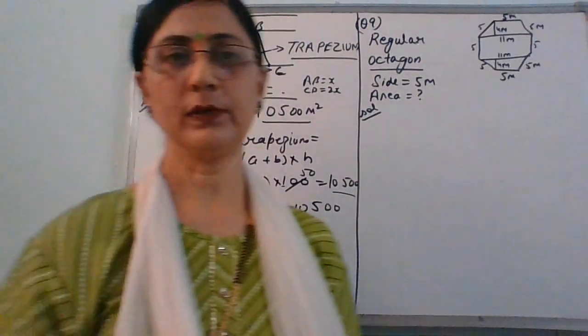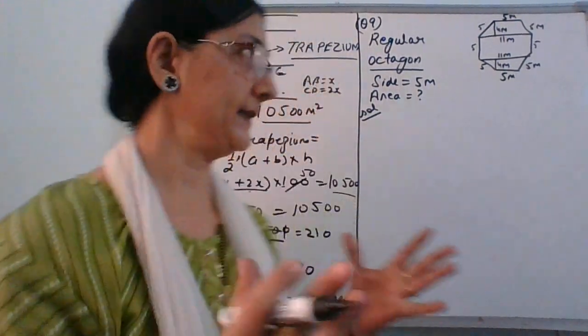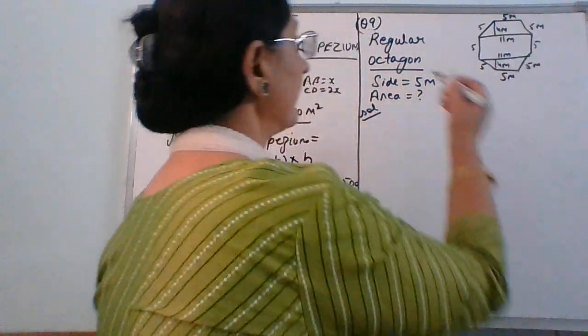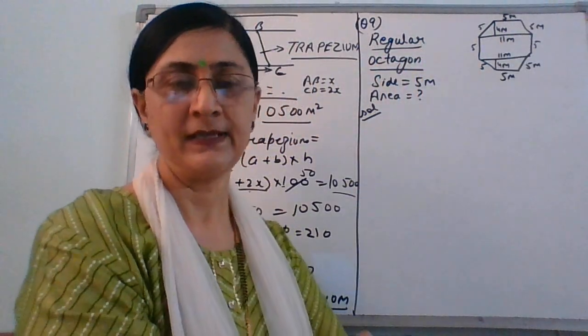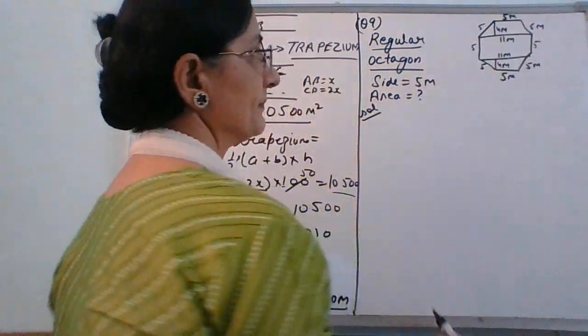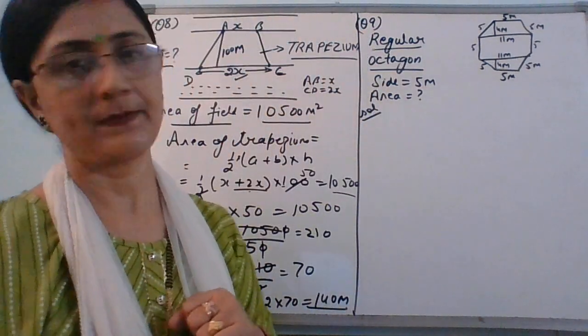Okay, now what is this question? This is a regular octagon. Octagon means 8 sides, right? There are 8 sides, 1, 2, 3, 4, 5, 6, 7, 8. Regular means all sides are same. So one side is 5 is given, so all sides are 5. Now here we have to find the area of this regular octagon. So let us see the shapes there, right?